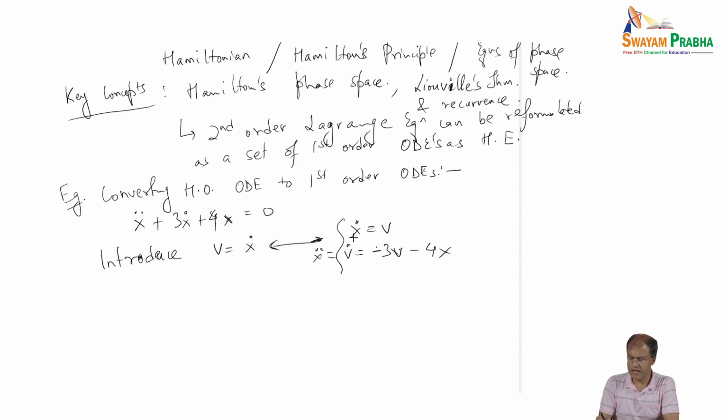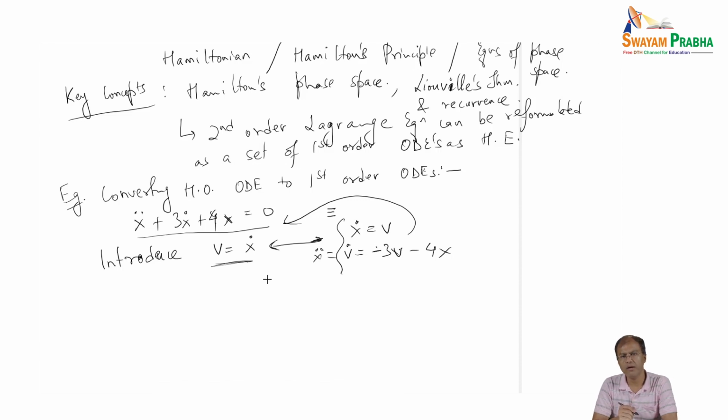If we look at these two equations, this system is identical to the original equation, which is the second order ODE. So from second order, by introducing a new variable v, we have reduced it into two first order ODEs, and that is something very similar we will do in the Hamilton's equation of motion from the Lagrange equation of motion. This first example is more of a mathematical example rather than a physical example.